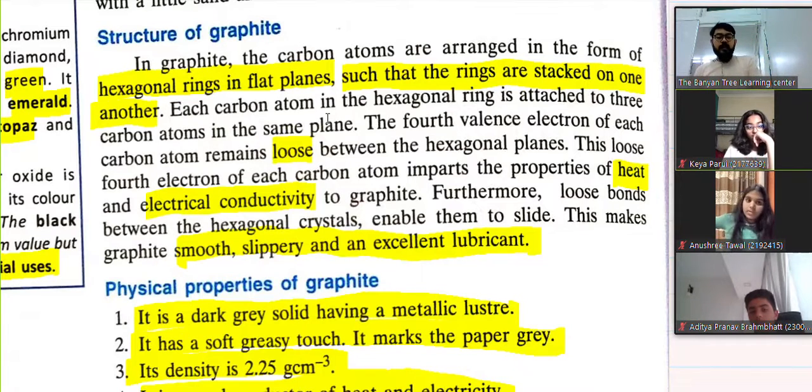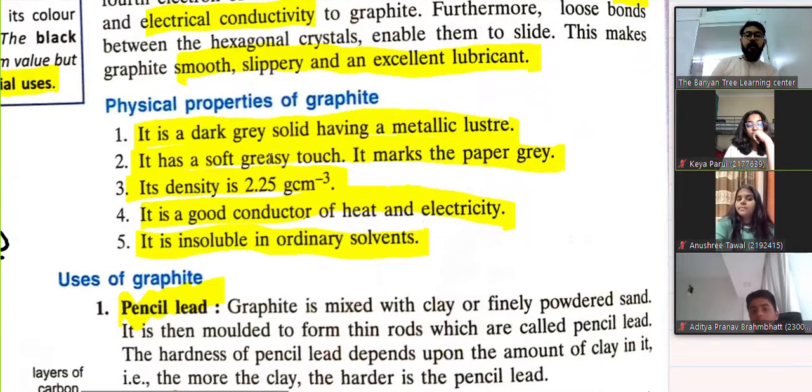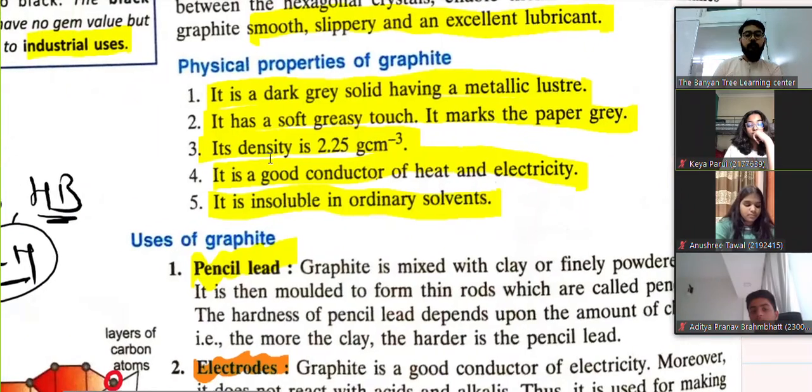The fourth valence electron of each carbon atom remains loose between the hexagonal planes. This loose fourth electron of each carbon atom imparts properties of heat and electrical conductivity to graphite. Furthermore, loose bonds between hexagonal crystals enable them to slide. This makes graphite smooth, slippery, and an excellent lubricant.